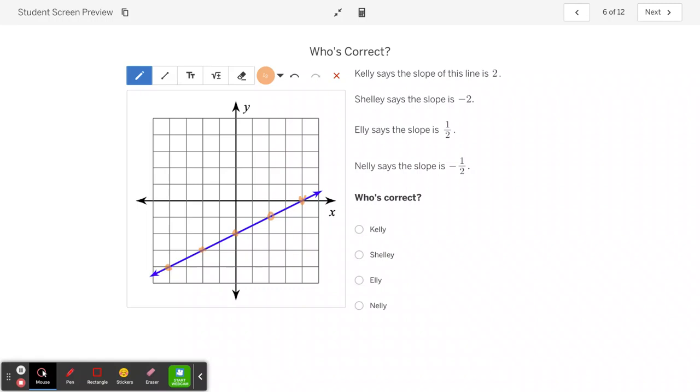Draw your rise and your run. Is your line going up or down? Well, if I start here, yep, it's going up. So draw your rise going up, your run going over. Count it out, decide who's right.